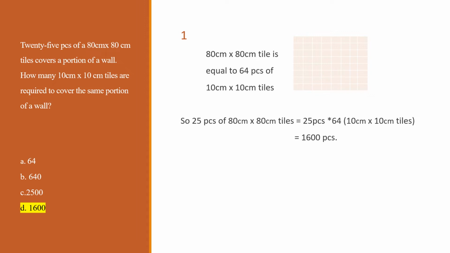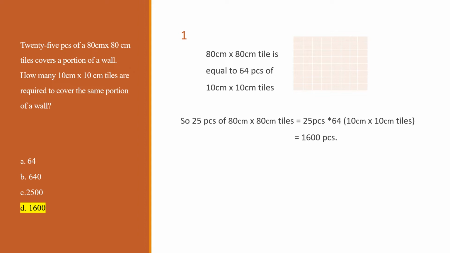required to cover a portion of a wall that's covered by 25 pieces of an 80 centimeter by 80 centimeter tiles. So what can facilitate computation of this is to recognize that an 80 centimeter by 80 centimeter tile is equal to 64 pieces of 10 centimeter by 10 centimeter tiles laid out next to one another.